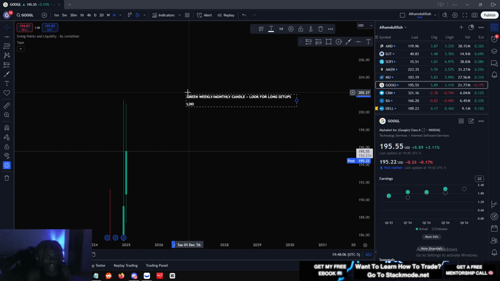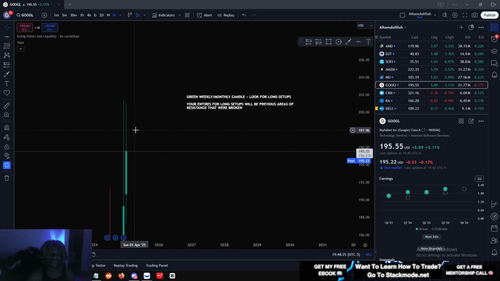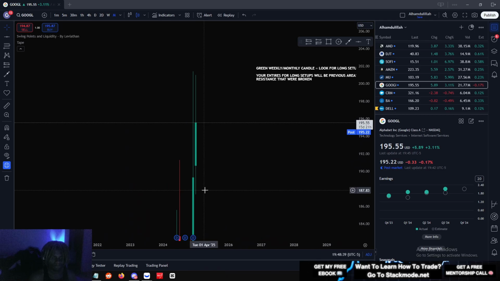Look for, so your entries for long setups will be previous areas of resistance that were broken. So, if your entry for short setups is waiting for previous areas of support to get broken and then retested, for long setups, you're waiting for previous areas of resistance to be broken and then retested.